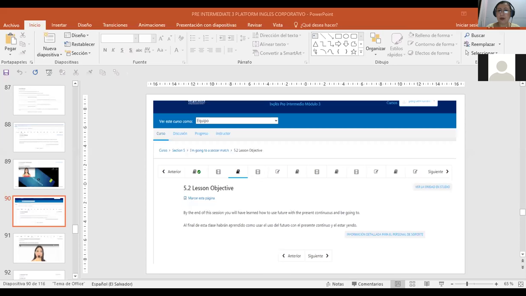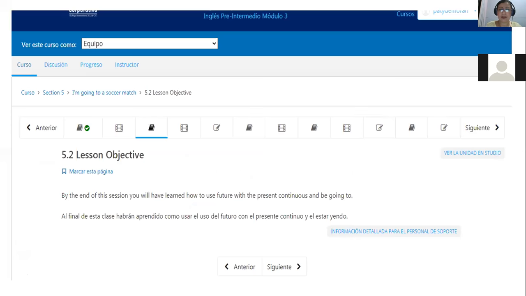So for tonight, let me go to the platform and show you what part we are going to work. And let me show you here. Okay, perfect. So we are going to focus on 5.2 lesson objective that says, by the end of this session, you will have learned how to use future with the present continuous and be going to.